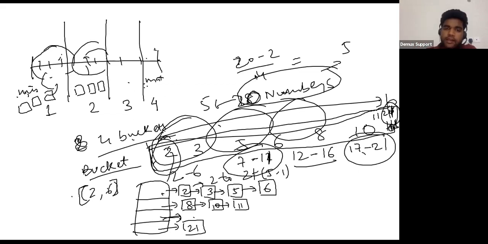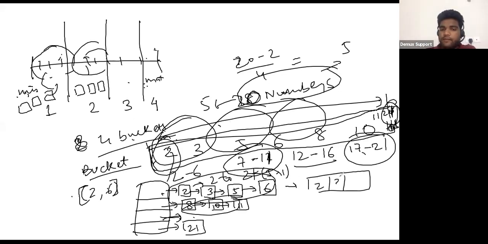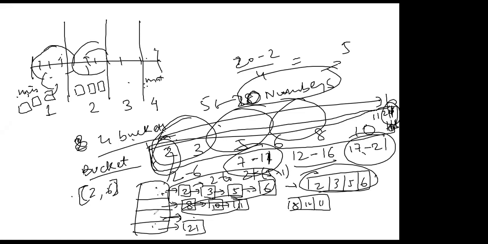Correct. So now what I can do is sort each of them individually. So I will sort 2, 3, 5, 6. And I will sort 8, 10, 11. And then I can just put them one after the other. These individual buckets I can sort using any comparison based sorting algorithm. So the benefit is that it will be faster because it compares fewer numbers at a time.